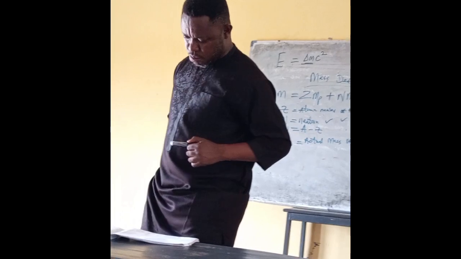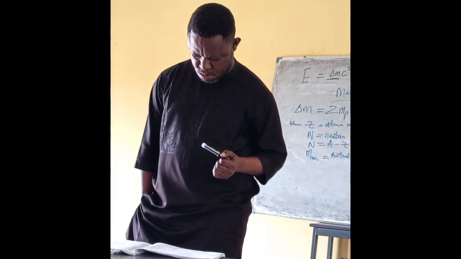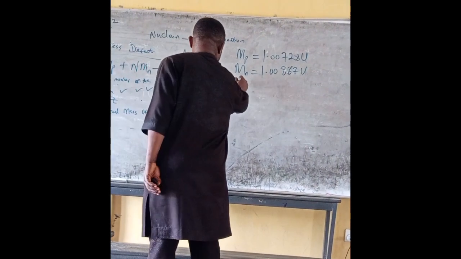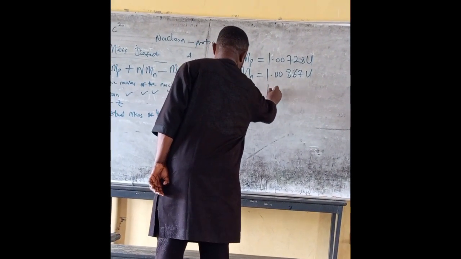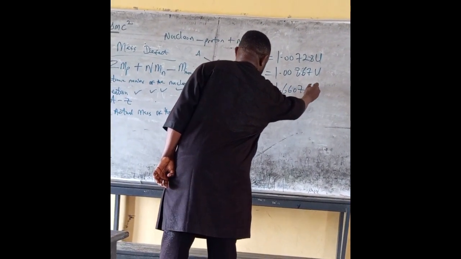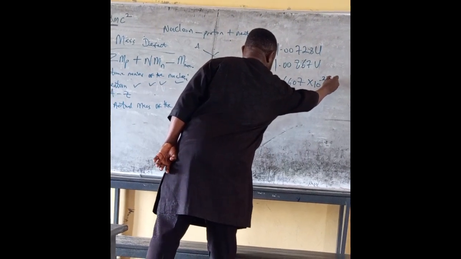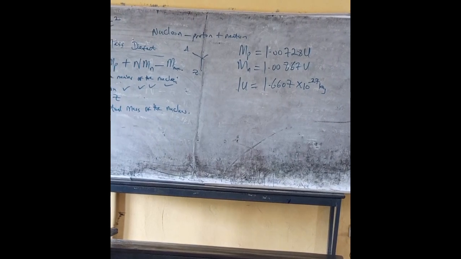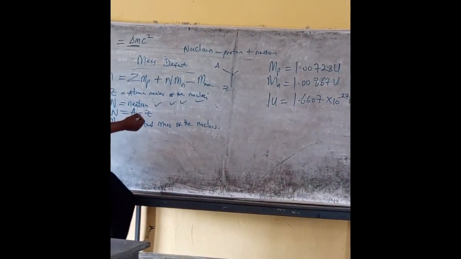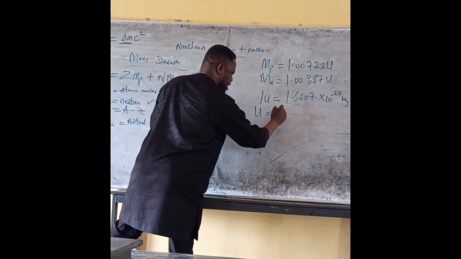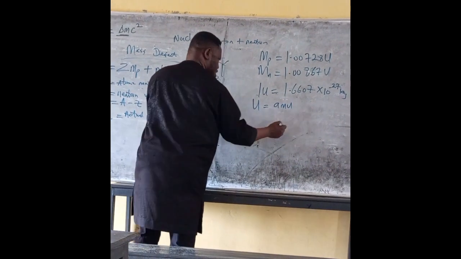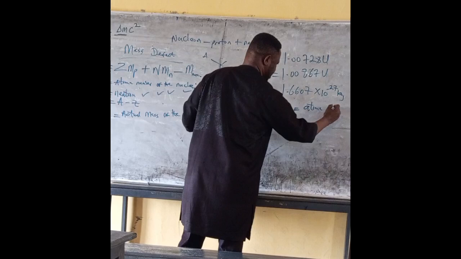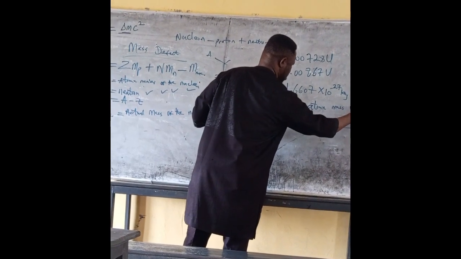Now, 1 U is 1.6607 times 10 raised to the power minus 27 kilogram. That's what I call U. U is the same thing as AMU, which means atomic mass unit.